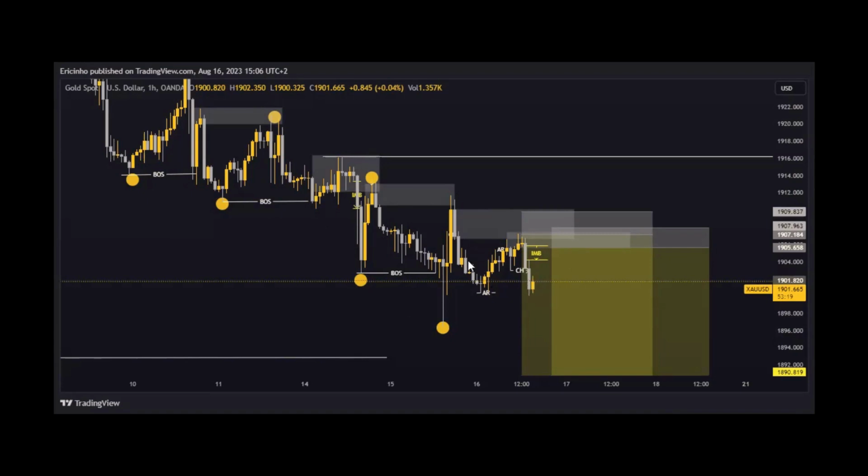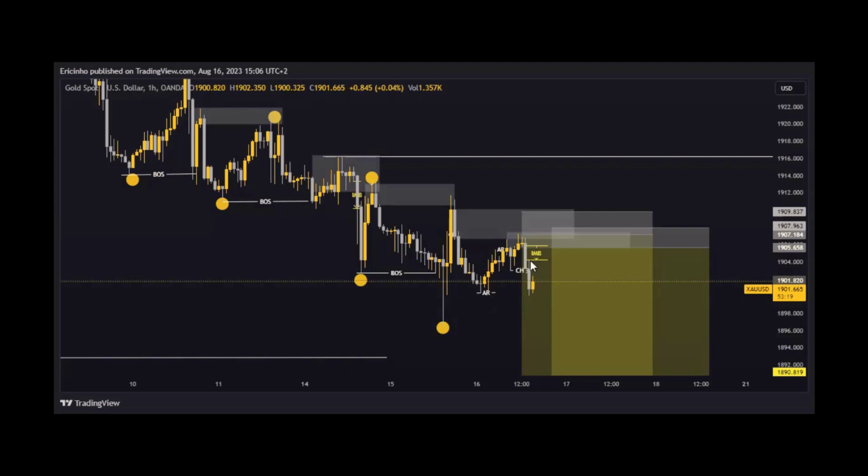So what happened here is that the market came to mitigate the area of 1907, and when it made this impulsive push to the downside, it broke structure on the left-hand side with this change of character. We also have more liquidity here, which was the Asian range. So we had more liquidity on either side of this market.